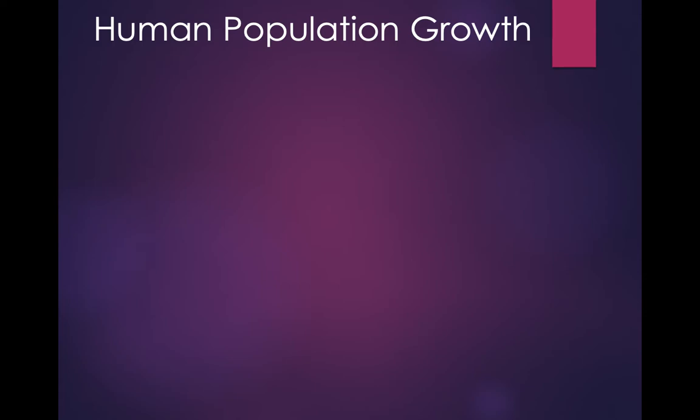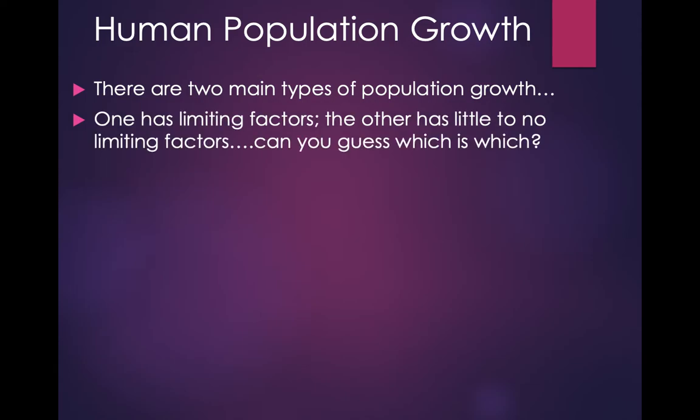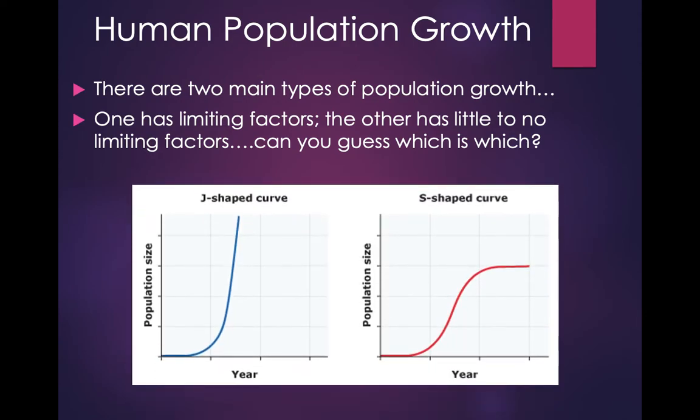Okay, because we're talking about population growth, I did just want to mention human population growth because that can be concerning, especially nowadays. When we're talking about any population growth, whether it is human or any organism, there's really two kinds of curves that take shape. One of these curves has limiting factors in place. One of them does not have limiting factors or little to no limiting factors. Can you guess which is which?